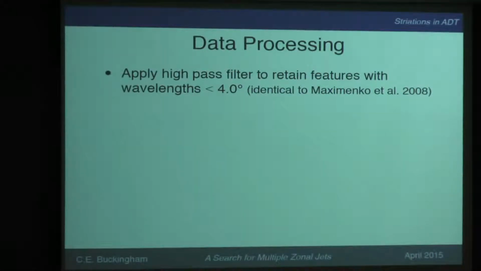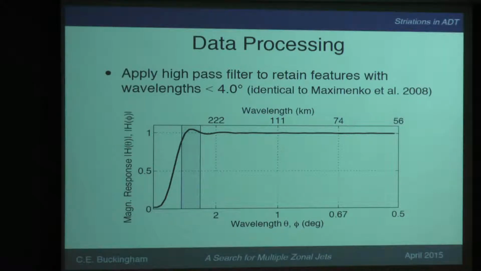We apply a high-pass filter similar to Maximenko's. Actually, it's identical to Maximenko's in this study, with wavelengths less than 4 degrees. So it basically retains small-scale features while eliminating the large basin-scale flow. So we're trying to get at the mesoscale. And then this is just a plot of the spectral response, the filter response.